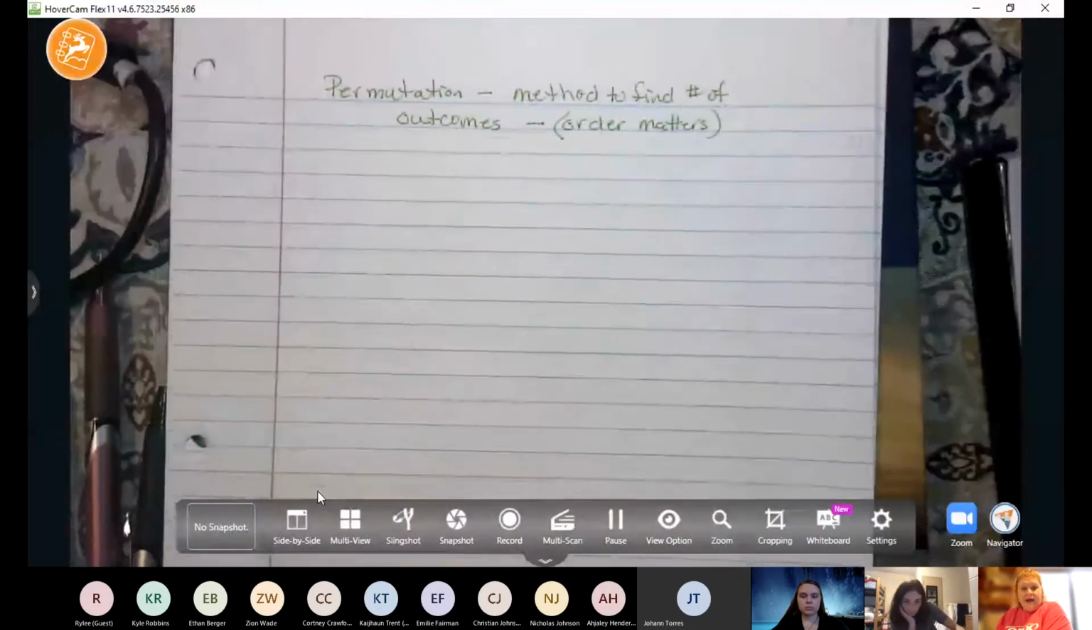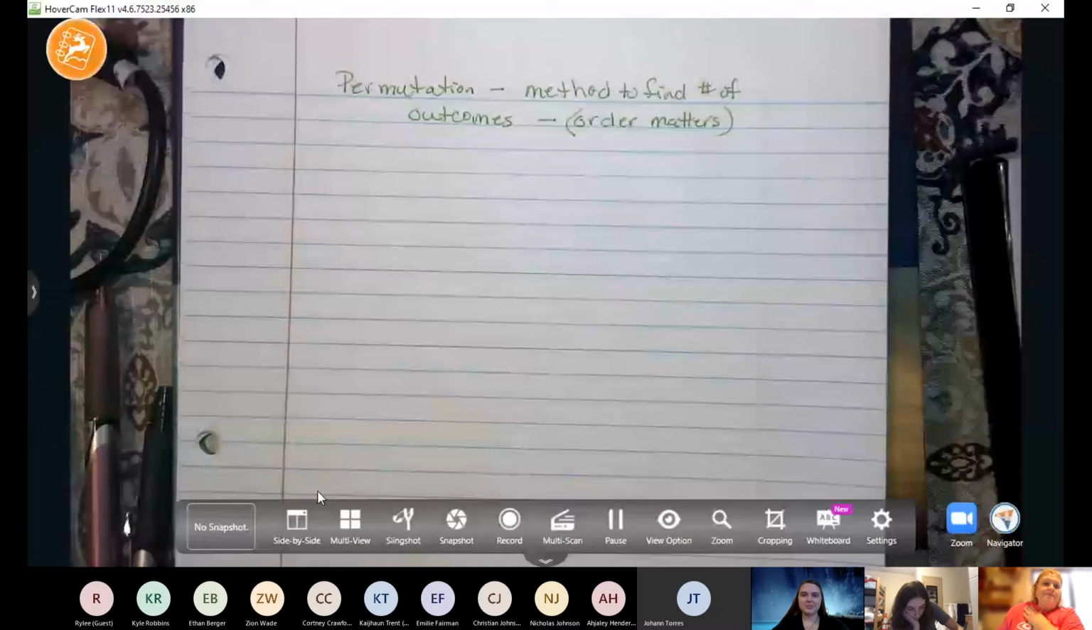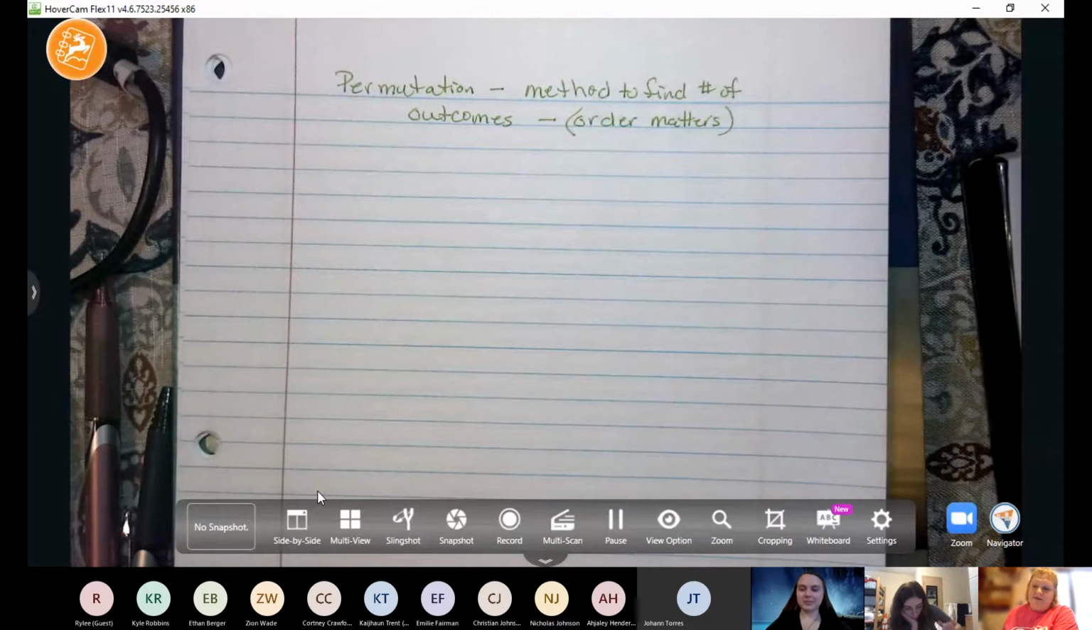Permutations is a method to find the number of outcomes when the order matters. For example, if I wanted to find out how many different ways to fill the officers in a club, president, vice president, secretary, that's an order. It makes a difference who gets what office in the club. That's an order. If we're running a race, first place, second place, third place, the order matters. That makes it a permutation.